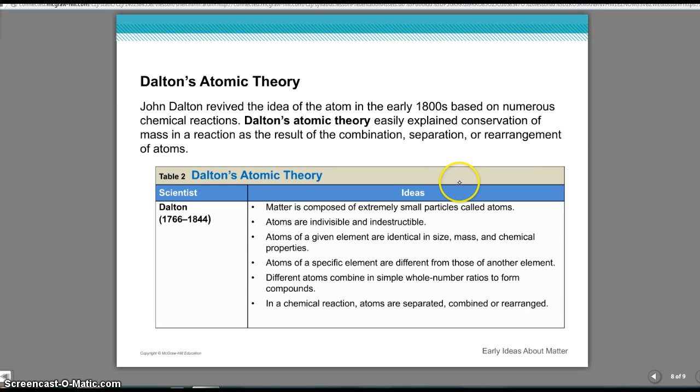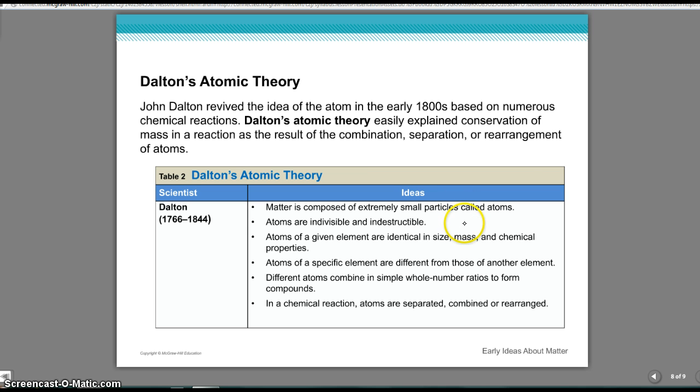Dalton said that matter is composed of extremely small particles called atoms. He thought that atoms are indivisible and indestructible. So Dalton thought that atoms were the smallest thing. He didn't know that there was anything smaller than an atom, which for the 1800s, that's pretty good. He said that atoms of a given element are identical in size, mass, and chemical properties, which we're going to disprove later on in the notes.